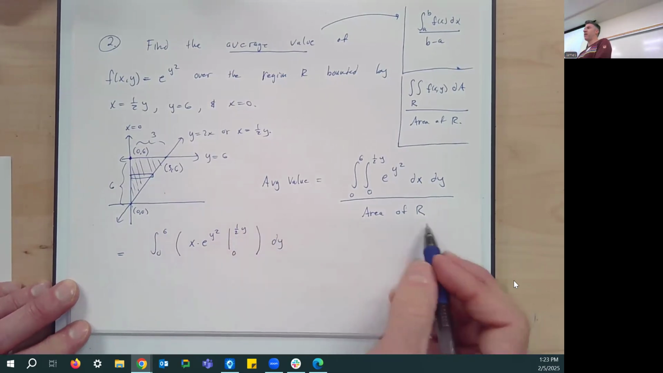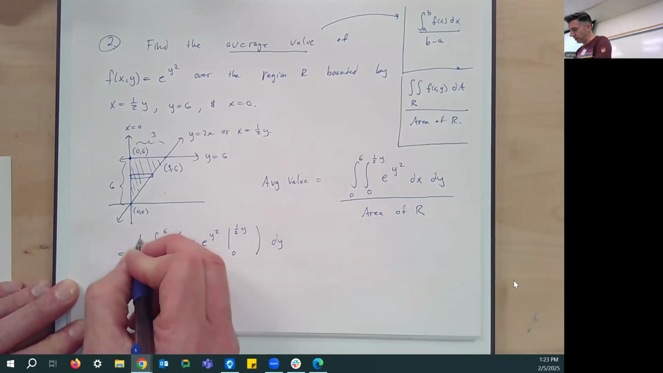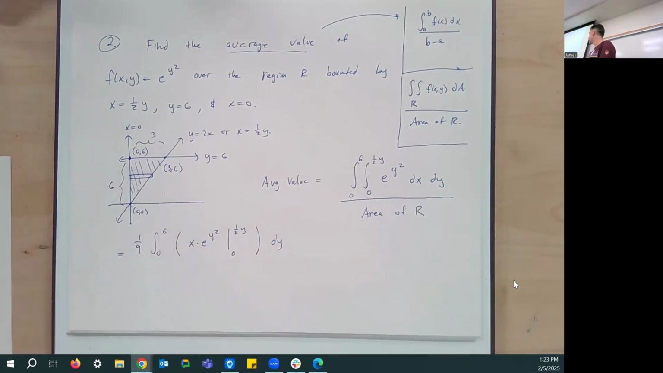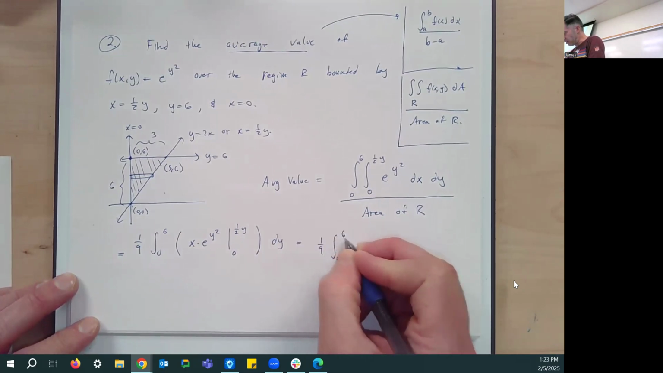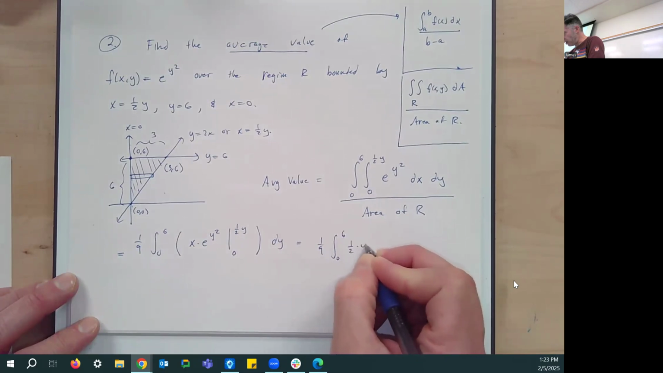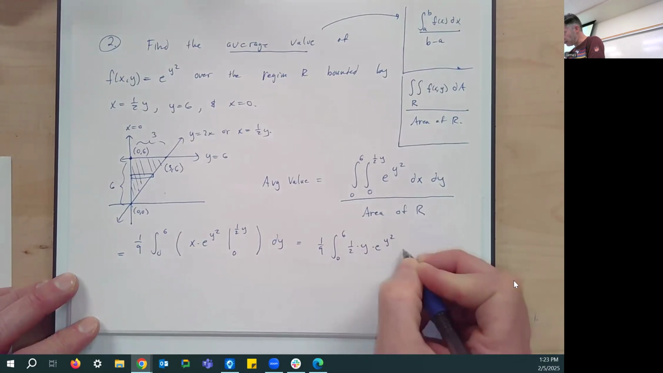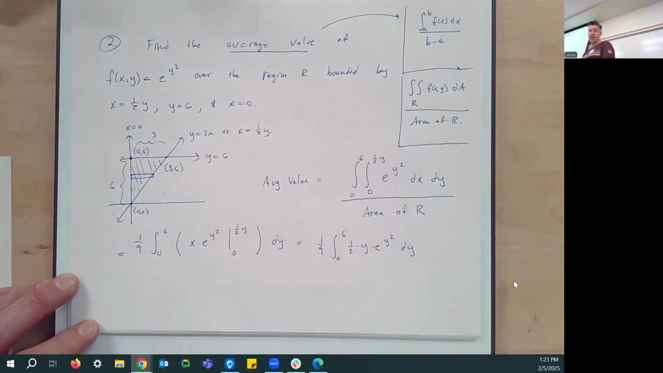And instead of saying divided by 9, let's say multiply by 1/9. We plug in the limits of integration and we're going to get 1/9 times the integral from 0 to 6 of 1/2 times y times e to the y squared dy. And now I hope you all can see that we're going to have a nice u substitution.